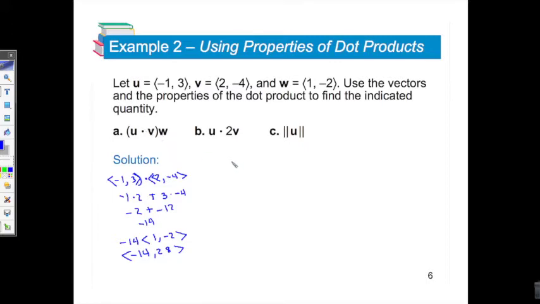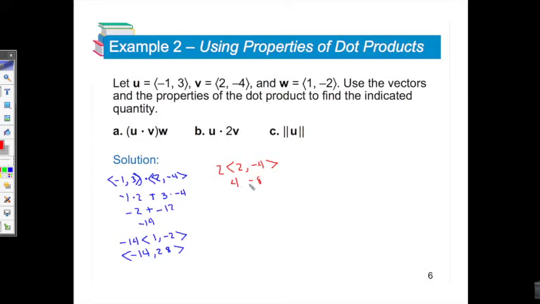Now let's look at part b. B says that I want u dotted with 2v. Okay, so first I need to figure out what 2v is. So v is 2, -4. And that means that 2v would simply be multiplying this vector by a 2. 2 times 2 is 4, and 2 times -4 is -8.